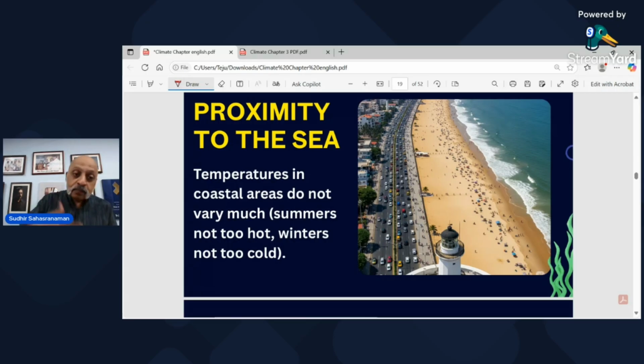Okay. So temperatures in coastal areas, be it Chennai, Vishakhapatnam, Kakinada, Kochi on the west coast, Mumbai, Goa, Mangalore, all these cities on the coast, even Kolkata to that extent, the temperatures do not vary much. Summers are not very hot, winters are not very cold in the coastal areas.